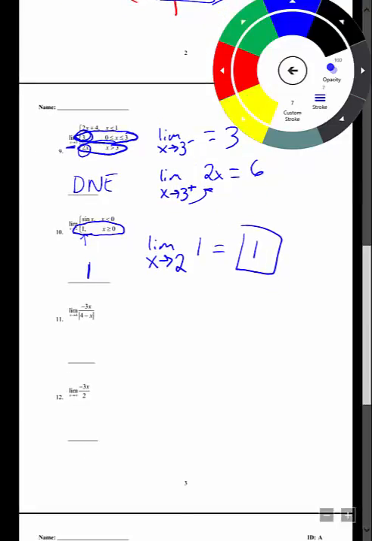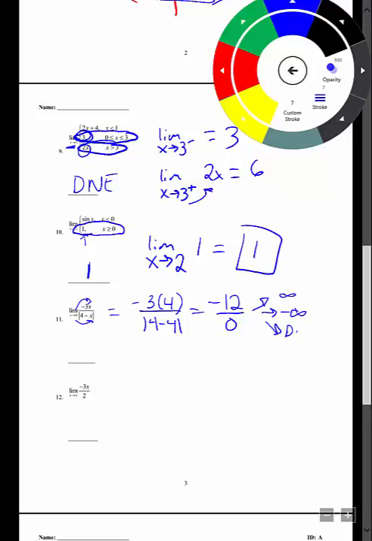Alright, number 11, if we plug in 4 to x, we get negative 3 times 4 divided by the absolute value of 4 minus 4, which is negative 12 divided by 0. We know this could be either infinity, negative infinity, or DNE for our limit. So we check a number that's just slightly bigger than 4 and slightly smaller than 4. If you notice there's an absolute value, it's always going to make that 0 positive. So you can plug in the numbers, but that absolute value tells me it's always going to be positive.